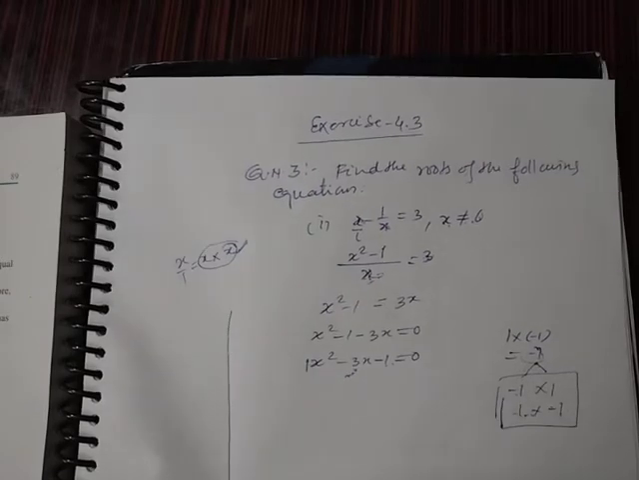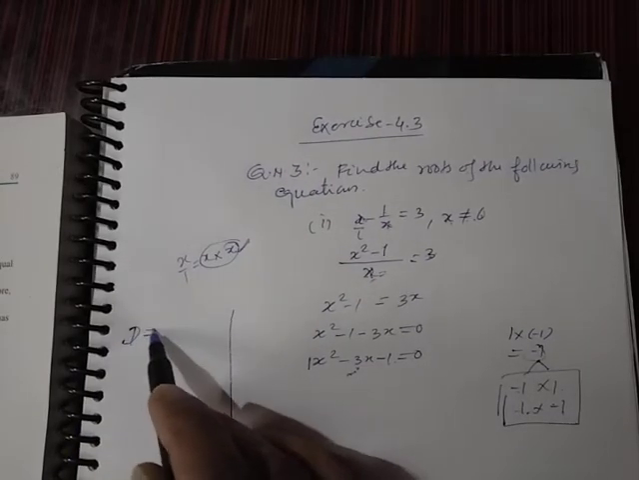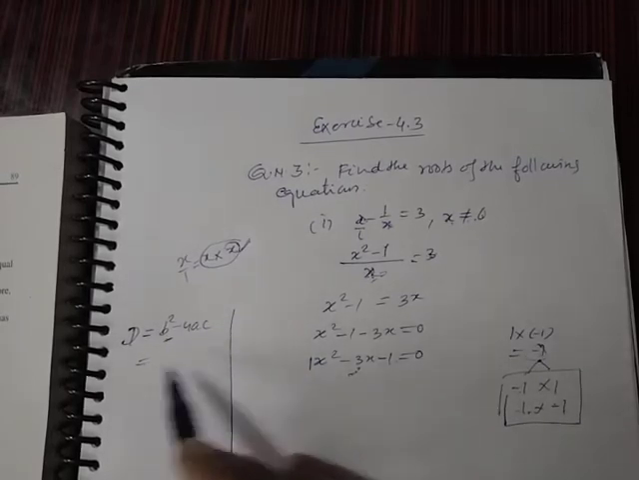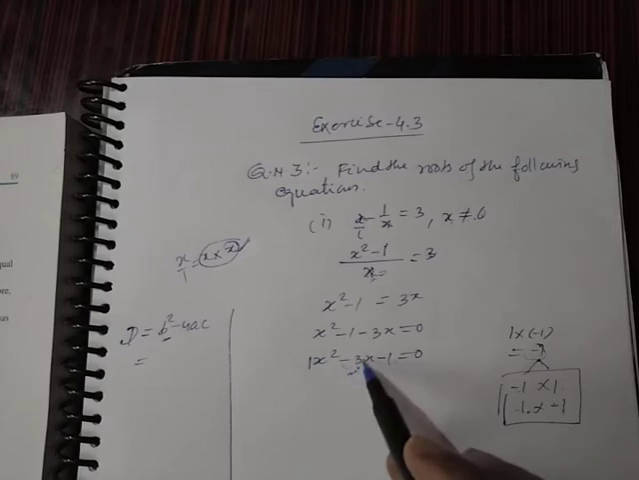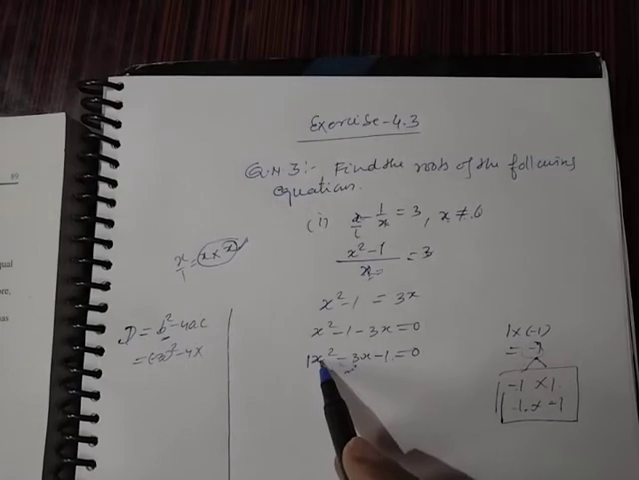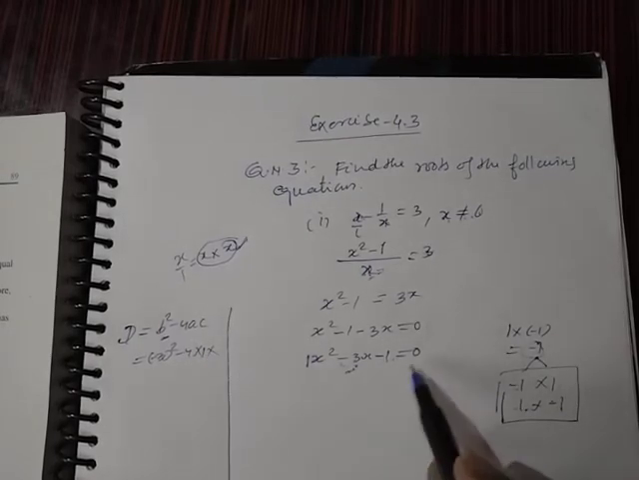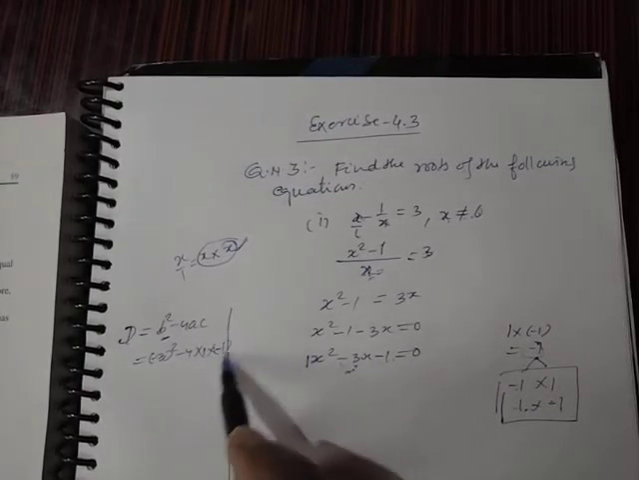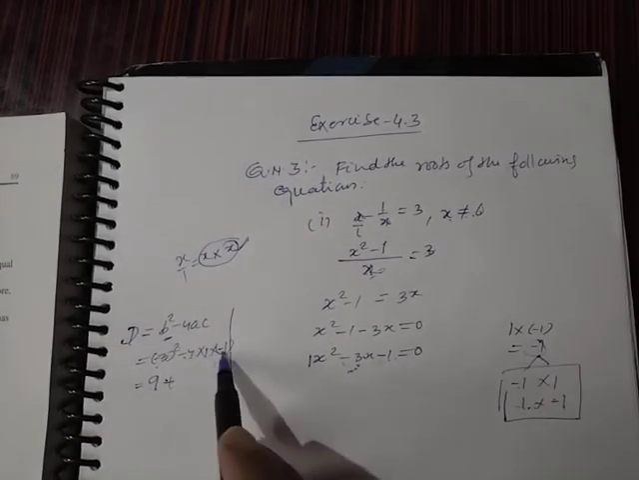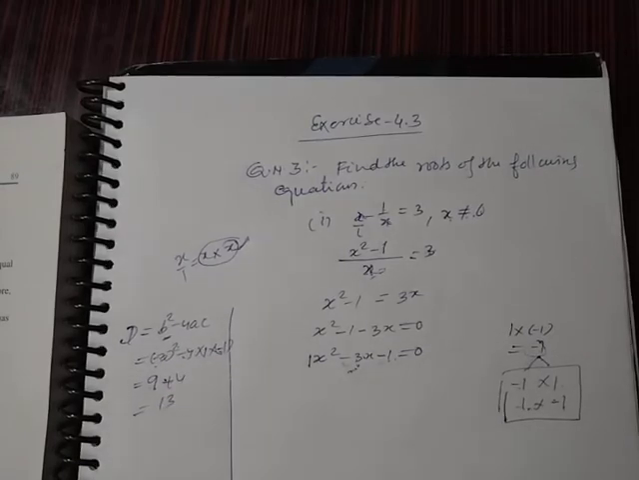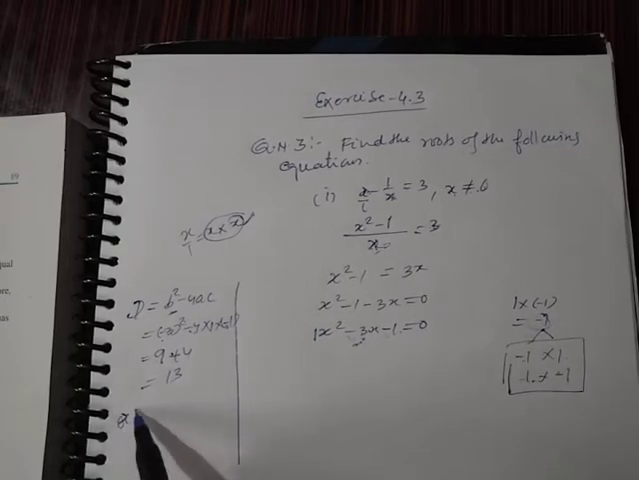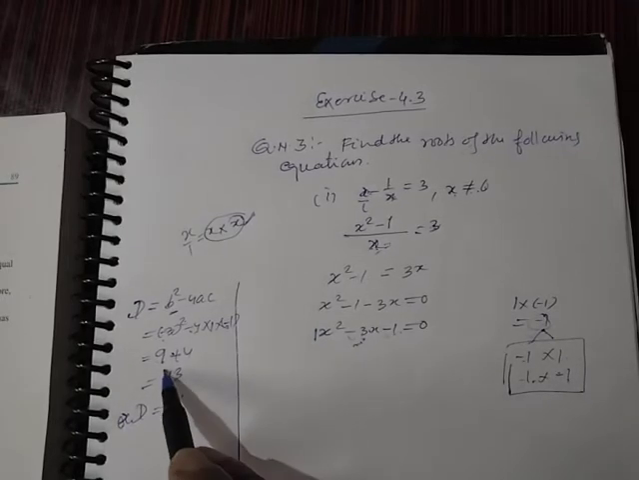First you find the discriminant. D is equal to b square minus 4ac. What is b? B is minus 3, the coefficient of x. Minus 4 into the coefficient of x square, which is 1, and the constant c is minus 1. So minus 3 square is 9, and minus into minus plus 4 into 1 is 4. That is 13. So your discriminant will be D equal to root 13.